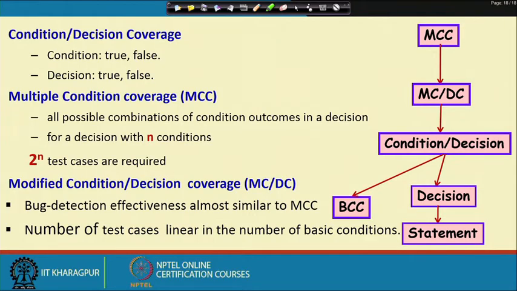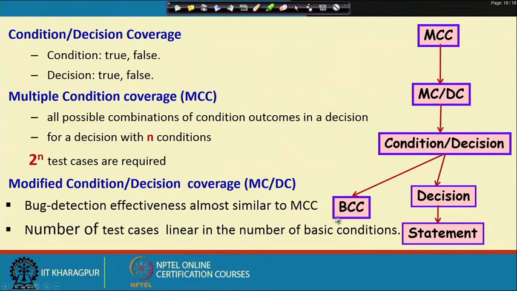So far, we looked at the condition decision coverage testing. It achieves both condition coverage and decision coverage. The multiple condition coverage testing required an exponential number of test cases, but it was a strong strategy. And now, we are going to discuss the MCDC testing, where the bug detection effectiveness is very similar to, comparable to the MCC, but the number of test cases is linear in the number of basic conditions.